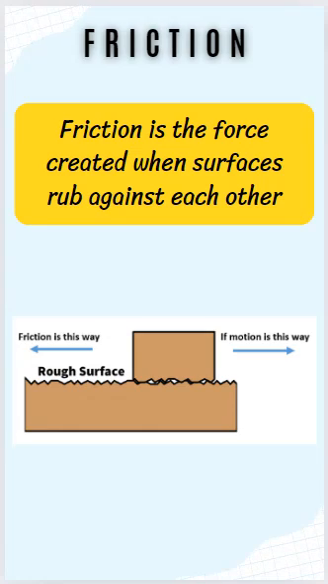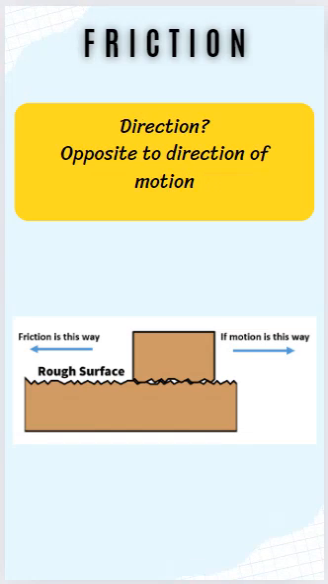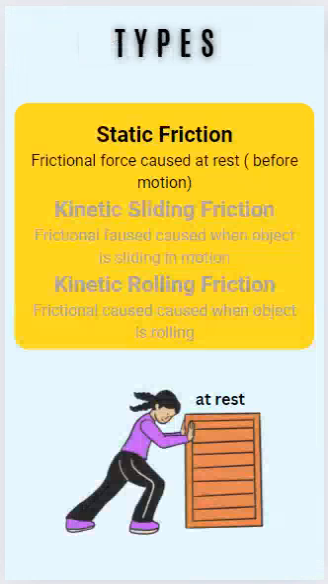Friction is defined as the force created when surfaces rub against each other. What is the reason? Surfaces are rough at the microscopic level. These rough surfaces oppose the motion. What is the direction of the frictional force? Frictional force always acts in the opposite direction of the motion, and its goal is to oppose the motion of the object.